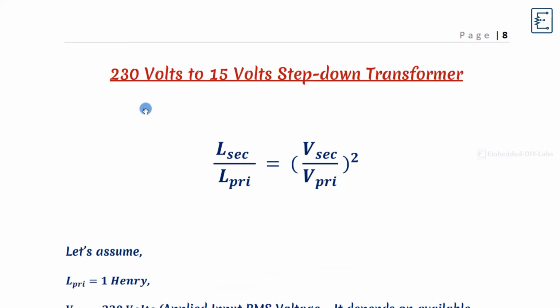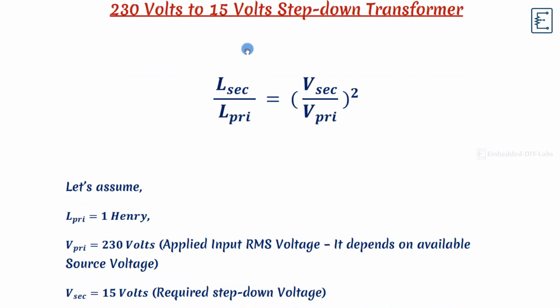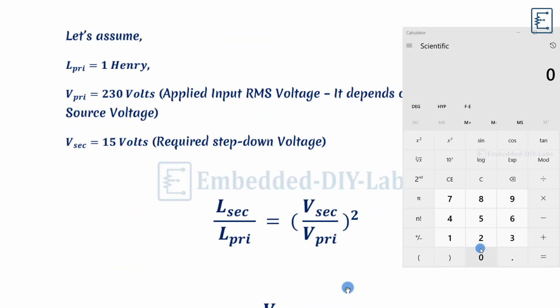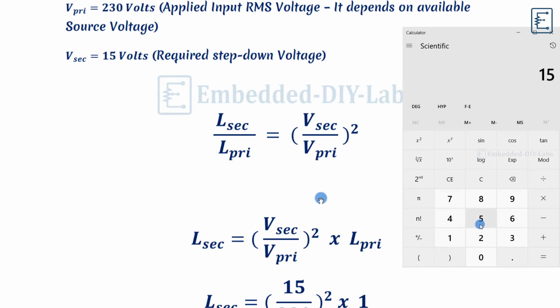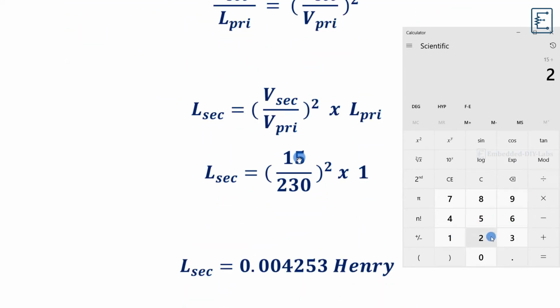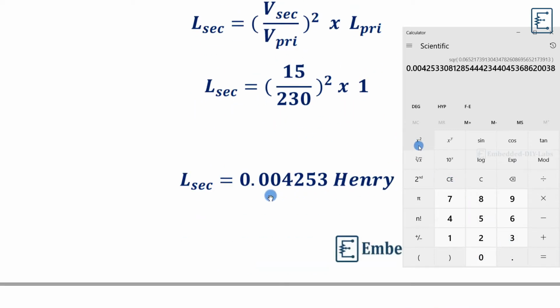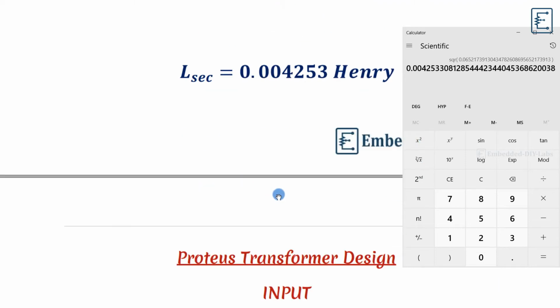Next we will see the 230 volt to 15 volt step down transformer. Assuming L primary as 1 Henry, primary voltage as 230 volts, then the secondary voltage, which is the required voltage, is 15 volts. Applying that in the inductance ratio formula, we will get (15 by 230) squared into 1. We will get 0.004253 Henry as the secondary inductance.